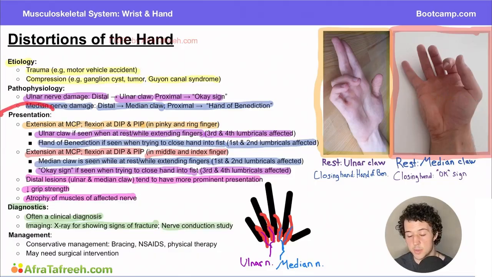One thing to mention about the presentation is that it is usually affecting one side of the hand, either the pinky and ring finger or the pointer and middle finger. That is different than if we had all of our fingers affected, such as in Klumpke palsy.